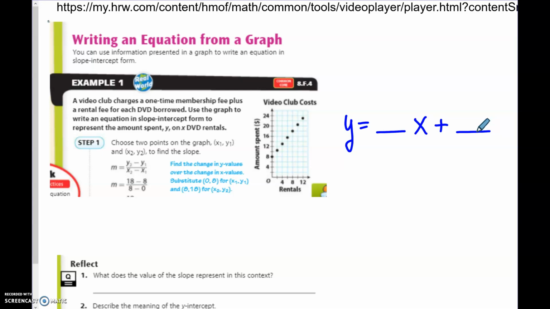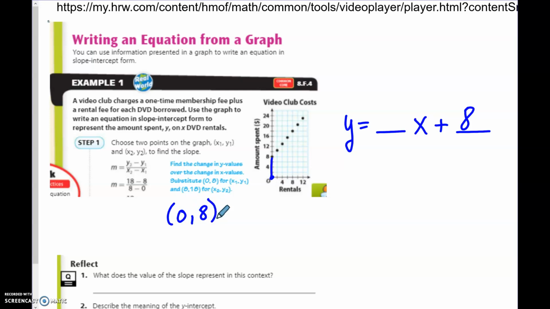Use the graph to write an equation in slope-intercept form. Well, they just told us they charge a one-time membership fee. So if we rent 0 DVDs, how much do they charge us? And it looks like that number right there is at 8. So that is my y-intercept. That's my initial value. So that is the ordered pair (0, 8).